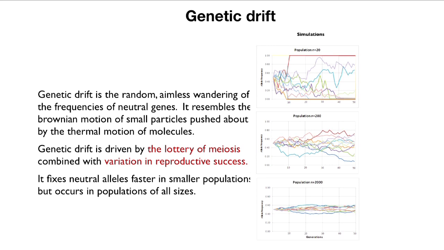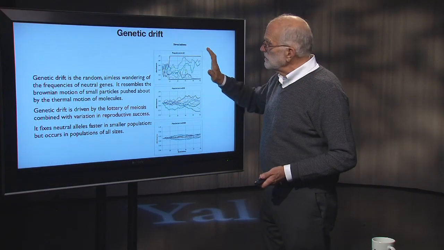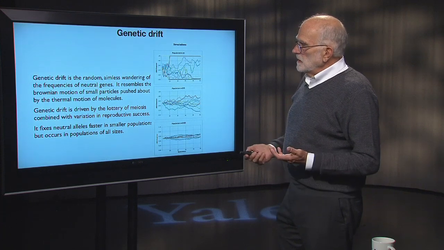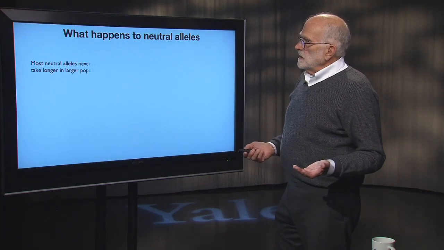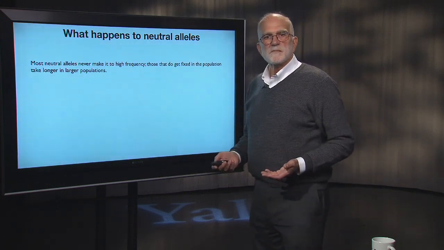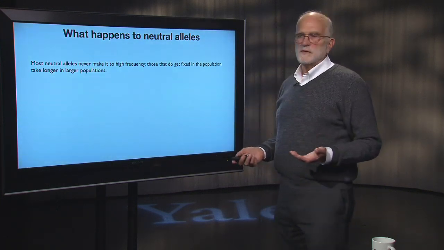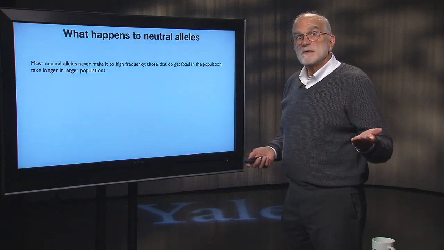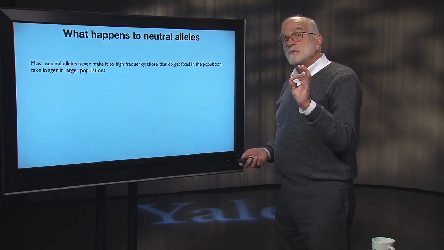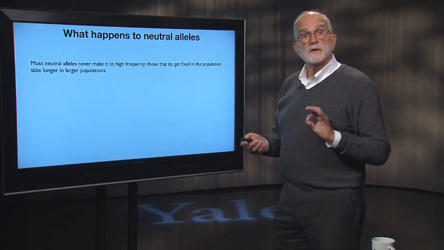The result of this essentially is that alleles get fixed. What that means is that if they go to 100%, they can't change anymore because everybody has them. And that process happens more rapidly in small populations than in large ones. Now, what's going to happen with these neutral alleles? Most of the neutral alleles that come in by mutation never really make it to high frequency. They disappear because of drift fairly quickly. And if they do get fixed, if they do go to 100%, it will take them longer to do so in a bigger population.